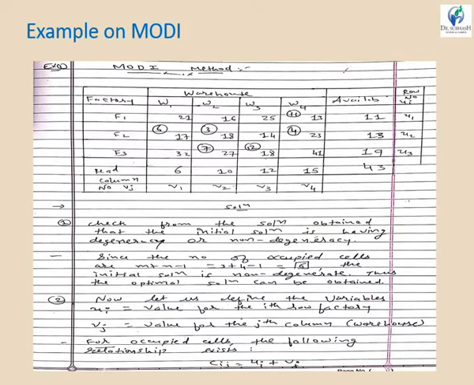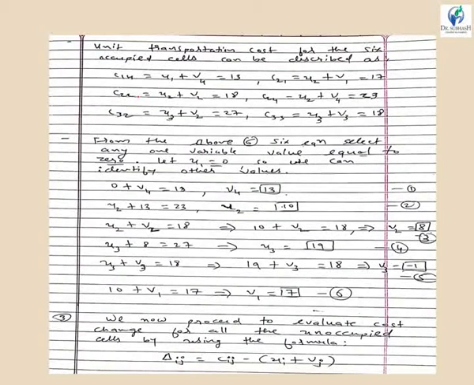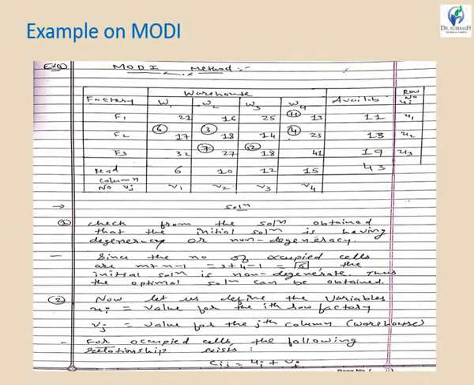Now let us define the variables: ui is the value for the ith row factory, and vj is the value for the jth column warehouse. For an occupied cell, the relationship is Cij equals ui plus vj. We will see further in the steps how to solve. Now the unit transportation cost for all the 6 occupied cells can be described as, we had seen in our previous slide, the general formula Cij equals ui plus vj. Now there are 6 occupied cells, as you can see from the main table.